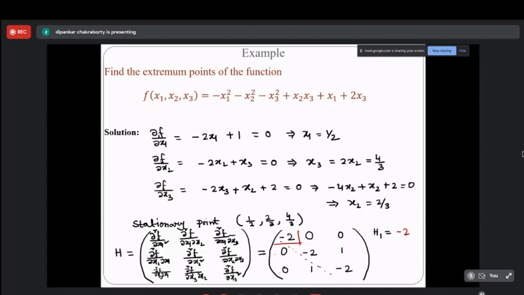H2 is the second principal minor. So H2 will be the determinant of minus 2, 0, 0, minus 2. What is the determinant here? 4. And H3 is basically the total determinant of H. So H3 is the determinant of H. What is that? Minus 6. Okay. Now tell me what is the nature of the matrix?